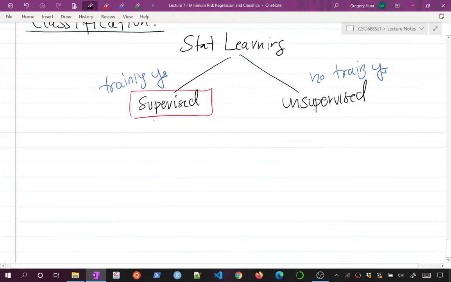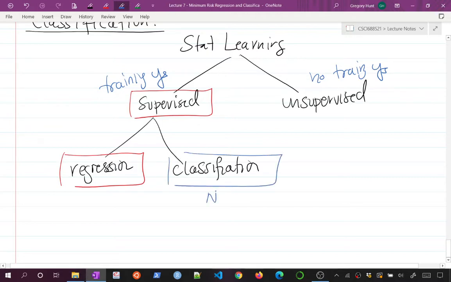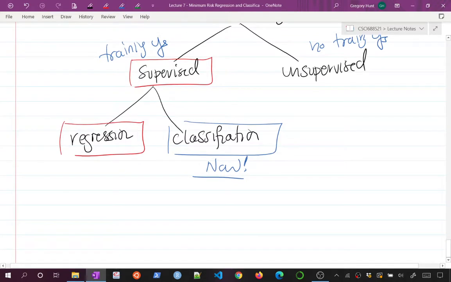Under supervised, we have regression, which is basically continuous problems, and we have classification. And we've just talked about two methods of regression and a whole bunch of material, which will allow us to build up more regression methods and put them in context. What we want to do now is talk a bit about classification. So we'll talk about this up through, say, the midterm, and then after that we'll start talking about unsupervised, and then we're just going to be all over the place.